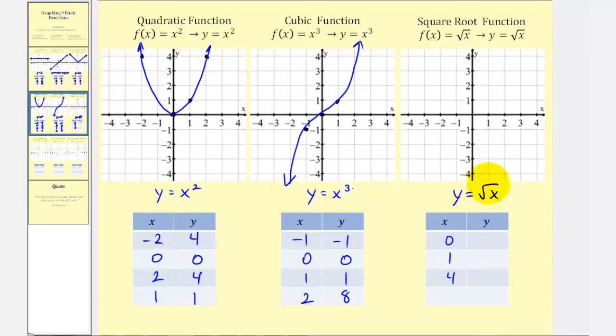Notice how 4 is convenient because the square root of 4 is equal to 2. So we'd have 0, 1, and 2. So 0, 0, 1, 1, 4, 2. And we have the basic square root function like this. And now we'll look at 3 more.